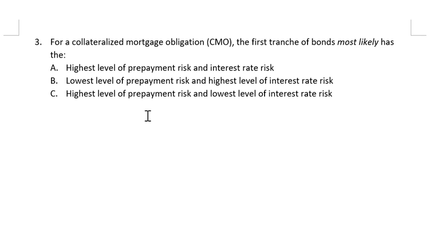The first tranche of bonds in a CMO receives all monthly principal first until it is paid off. Therefore, it has the shortest duration of all remaining tranches and therefore the lowest interest rate risk. The first tranche also absorbs all prepayments and therefore has the highest prepayment risk compared with the remaining tranches. C is correct.